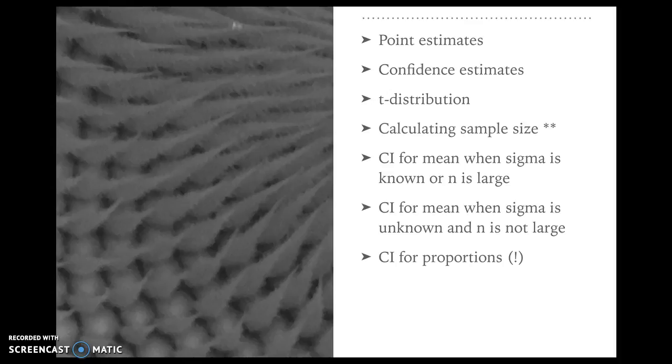We talked about the confidence interval for the mean when sigma is known or n is large, and that's when we use the z-score. We talked about the confidence interval for the mean when sigma is unknown and n is not large. The other thing that a lot of people miss in this week's material is the confidence interval for proportions. So definitely know how to do that.